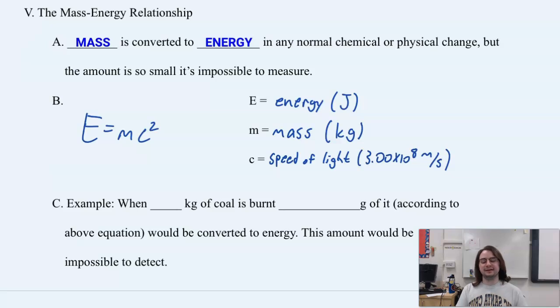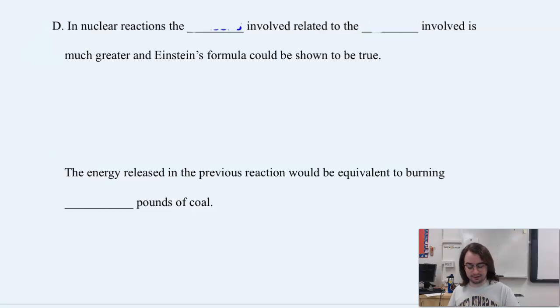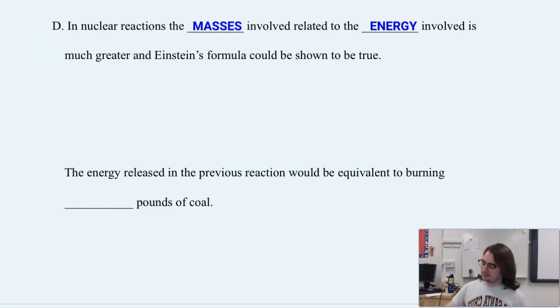Okay, so as an example, if I burned a kilogram of coal, only about 3 × 10⁻⁷ of it is actually converted into energy. The rest of it we can't see what happened to it. That's not really a lot of energy from 1 kilogram of coal. But if we're dealing in nuclear reactions, the masses involved relate to energy in a much greater way. So there's a much larger transfer of energy from mass in a nuclear reaction.